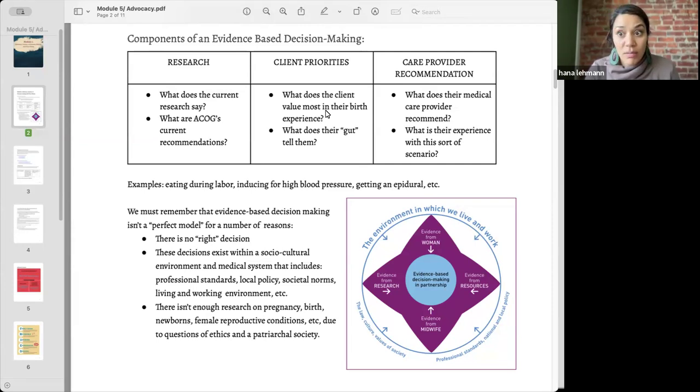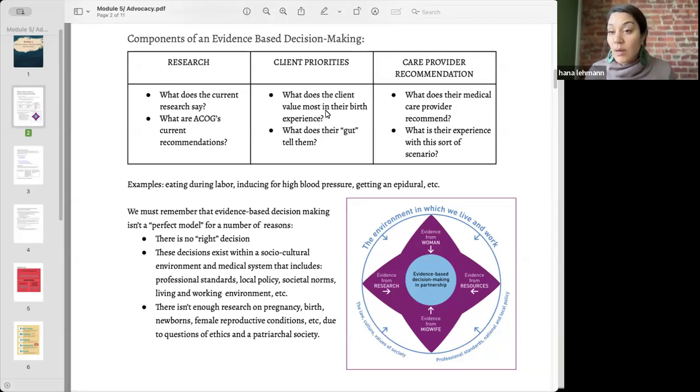And then looking through what are your clients' priorities? Hopefully you've had some conversations prenatally about what your client cares about, right? What does this client value most in their birth experience? What does their gut tell them about this decision? When, let everybody leave the room, right? What does their gut tell them?